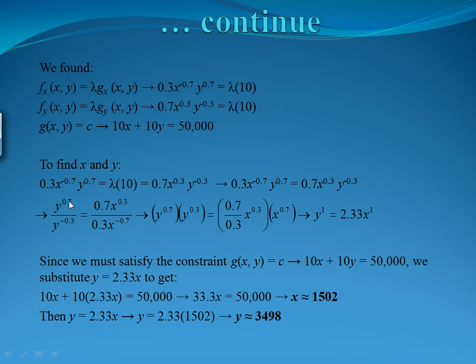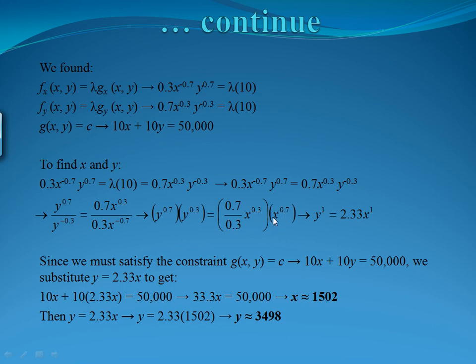So that means we have 0.07 divided by y to the negative 0.3 on the left. On the right, we're going to have 0.7 x to the 0.3 divided by 0.3 x to the negative 0.7. Now notice that on the left-hand side, the y values, we can bring this term up by making the power positive. So this is equivalent to y to the 0.7 times y to the 0.3. On the right-hand side, again, we can bring the bottom term of x up by making the power positive. So we have 0.7 divided by 0.3 equals x to the 0.3 times x to the 0.7.